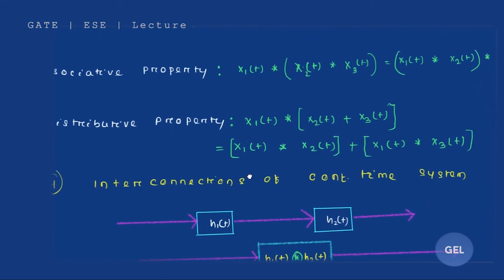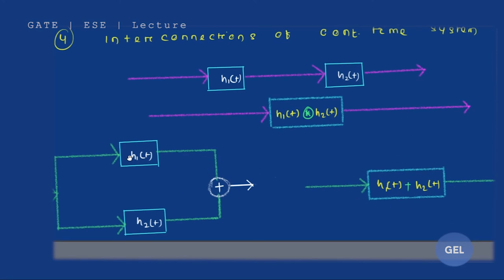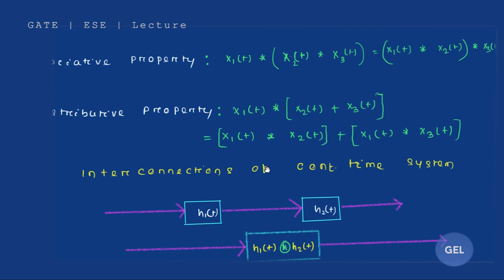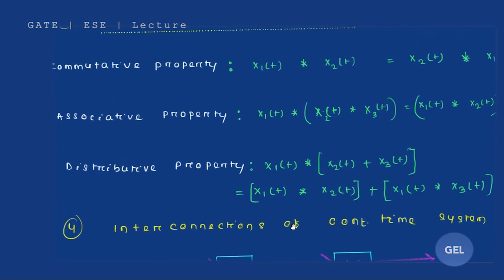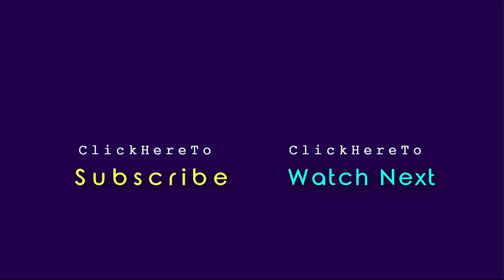Interconnection of continuous time systems leads us to this: if you have two systems connected in cascade, then the total response will depend on the impulse response, which will be the convolution of the two impulse responses. This circuit will be the equivalent of that one. Similarly, if it is a parallel structure, it can be drawn this way, and the equivalent response will be the summation of h1 of t and h2 of t. Clear this point? We'll come back to this concept in lecture number 46 or so. Convolution if it is cascade, and if it is parallel it will be plus. Clear with this concept?